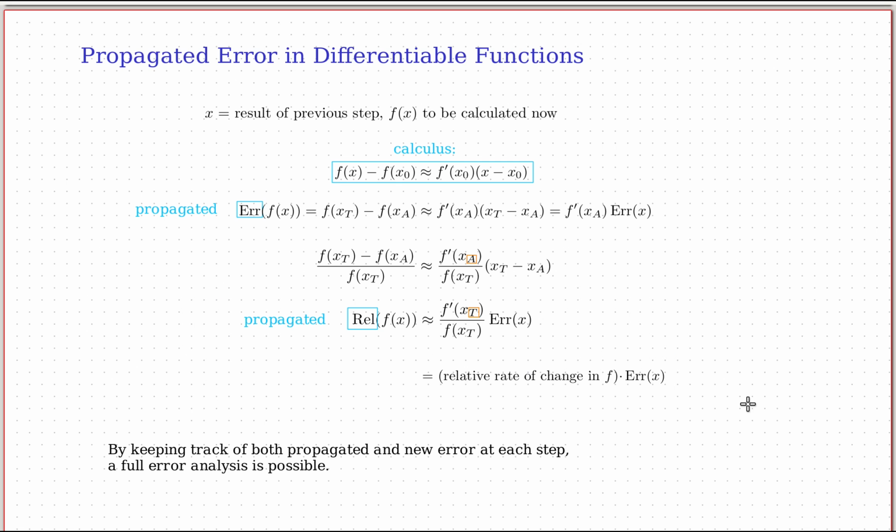Okay? So with these formulas, it makes it relatively easy, if you're working with a differentiable function, to track the propagated error. And if you track the propagated error and also the new error at each step of the process, then you can do a full error analysis of the whole computation. Of course, the new error at this step of the process contributes to the propagated error at the following steps of the process. So at each step, you have to track both of them. They both contribute to the propagated error at the ensuing steps. And by keeping track of both of them, you can do a complete error analysis of the entire calculation.